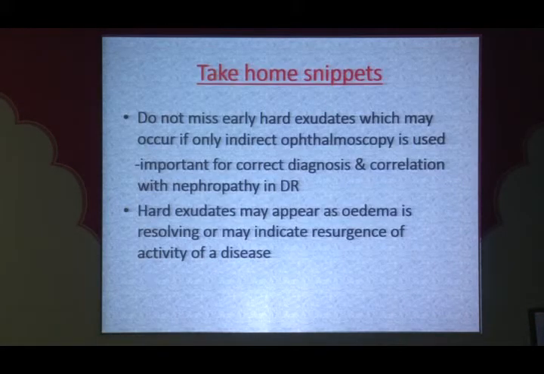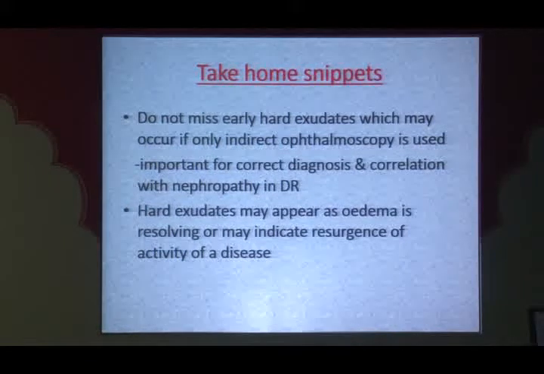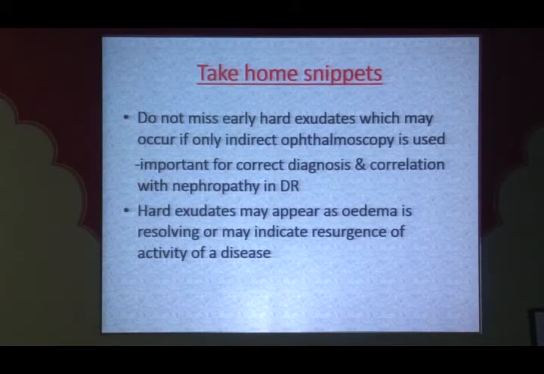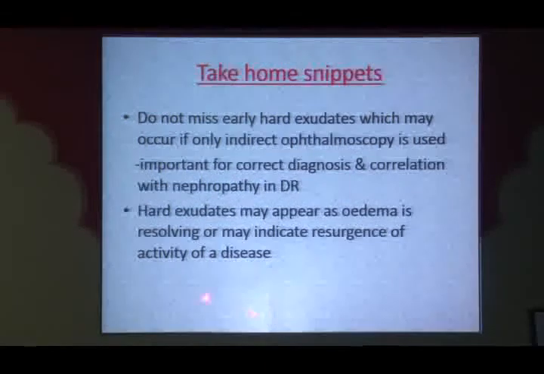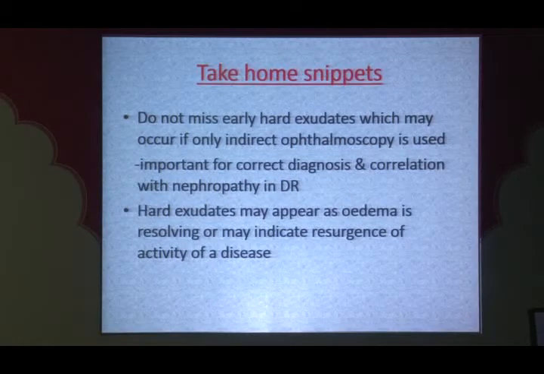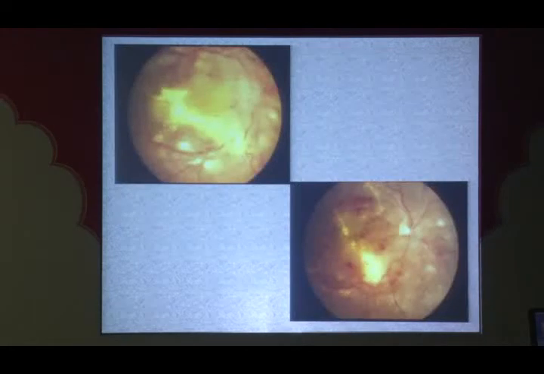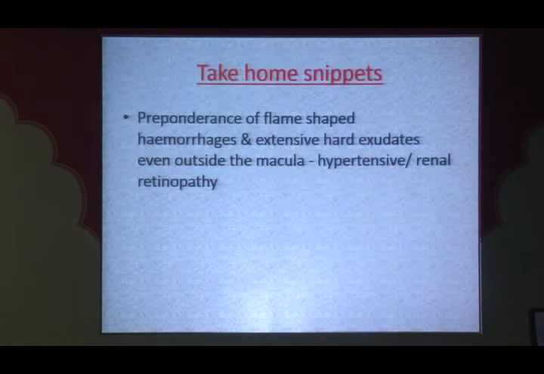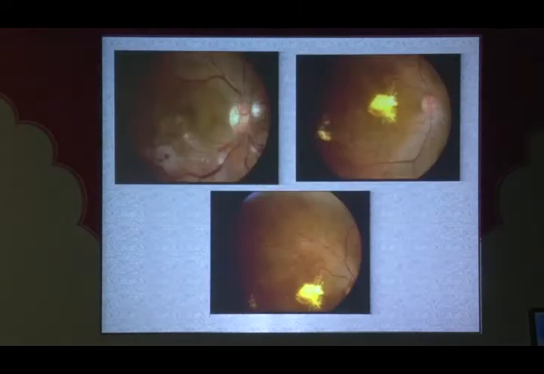So the take-home snippets about hard exudates: do not miss early hard exudates, even if they are a small speck, which may occur if only indirect is used. And hard exudates may appear as the edema is resolving, or may indicate resurgence of activity of a disease. And if the hard exudates are more widespread and extending beyond the arcades, with a preponderance of flame-shaped hemorrhages and extensive in nature, one should always suspect the possibility of a hypertensive or a renal retinopathy.